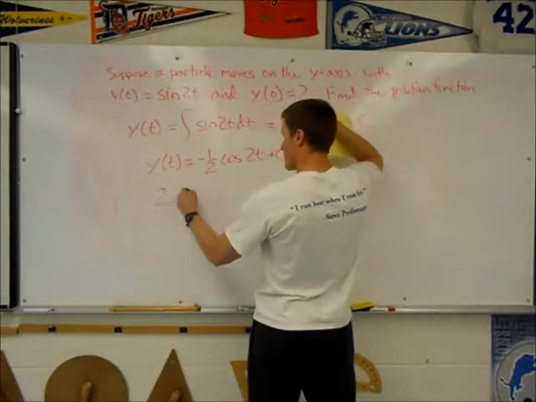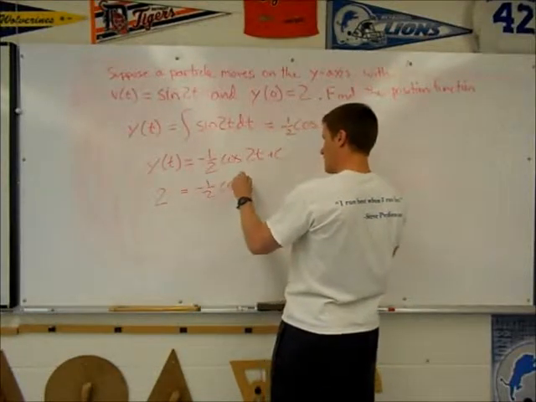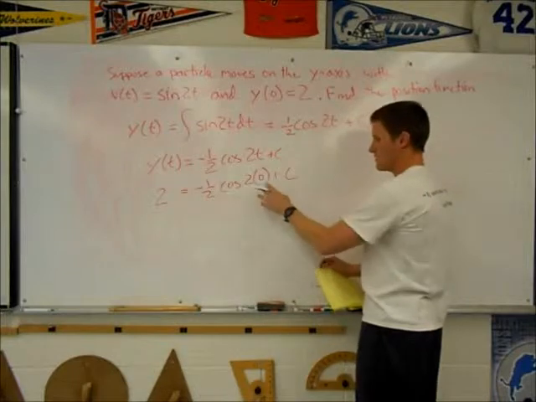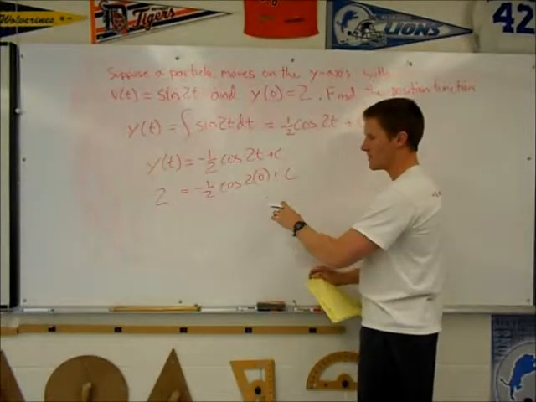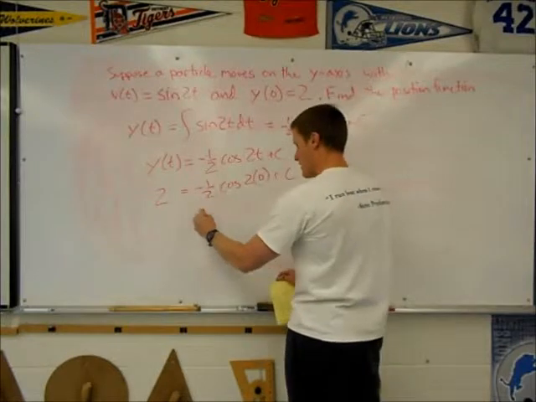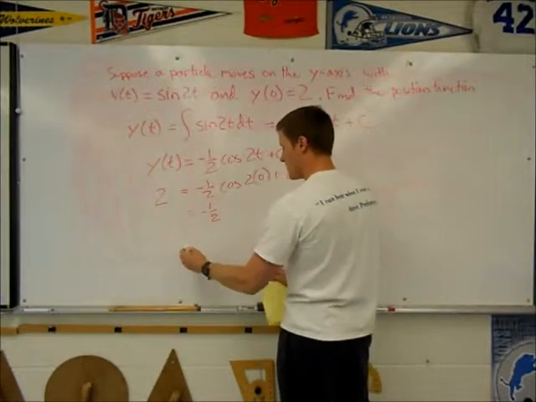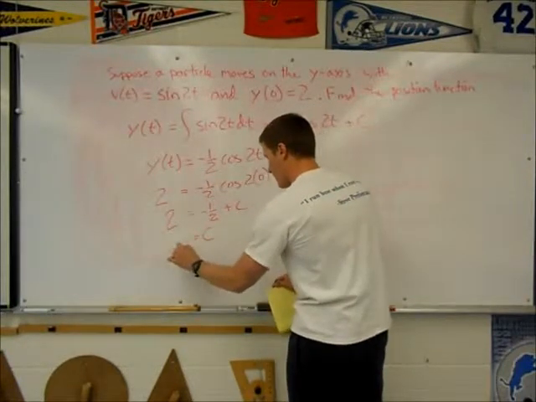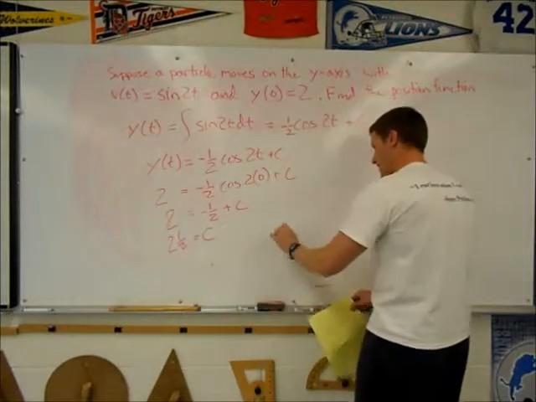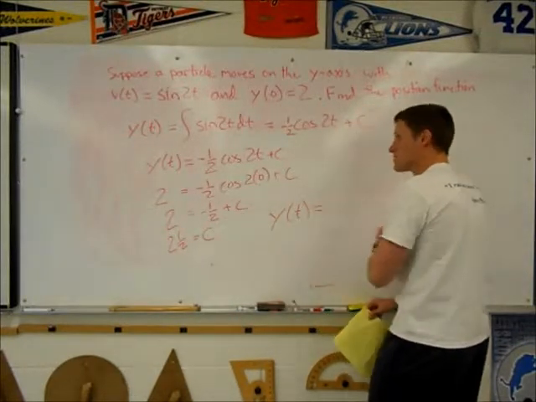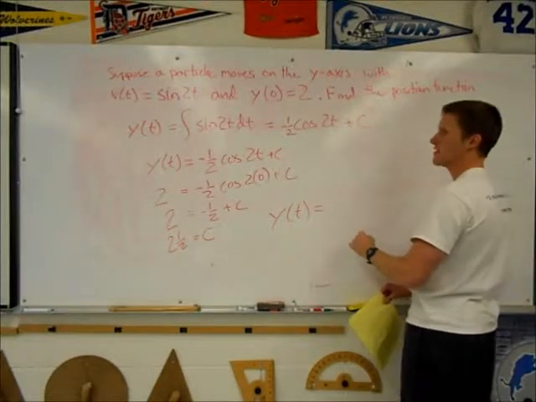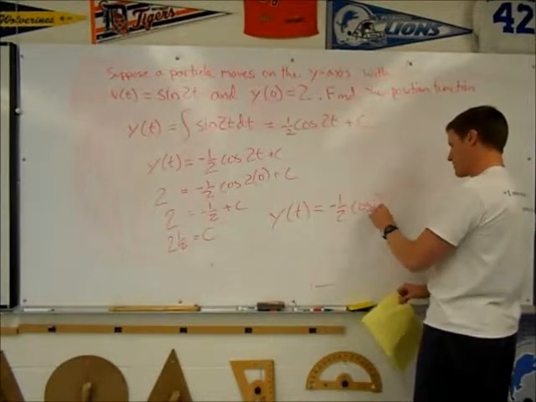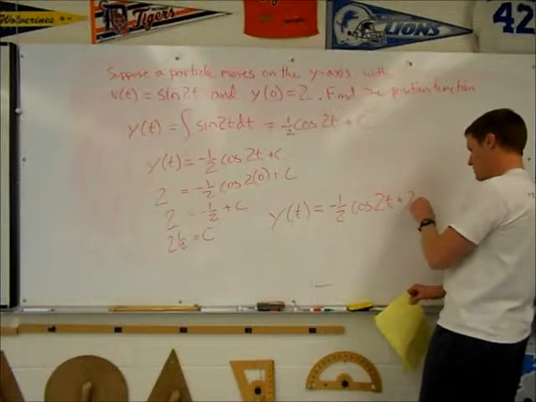Okay, now let's sub in. 2 is the position right at 0 seconds. 2 times 0, that's 0. Cosine of 0 is 1 times a negative 1/2. That whole term evaluates to be negative 1/2. Add 1/2 to both sides, C is 2.5. Now I've got a particular solution for the position. Y of t equals negative 1/2 cosine 2t plus 2.5.